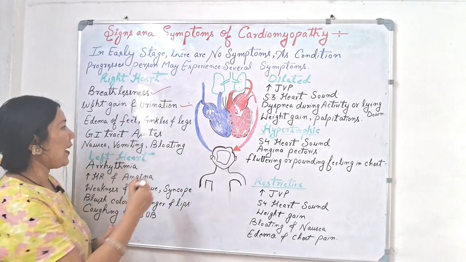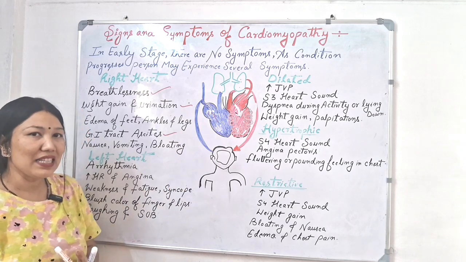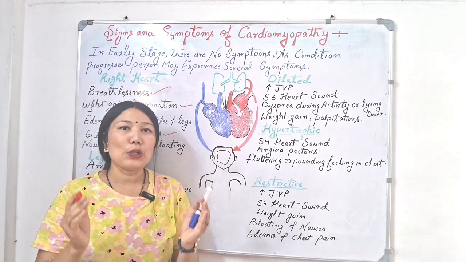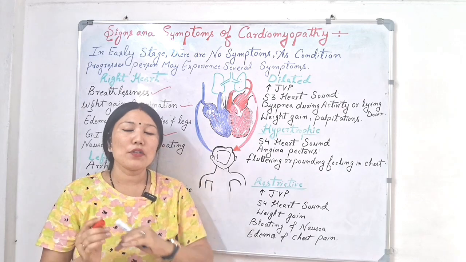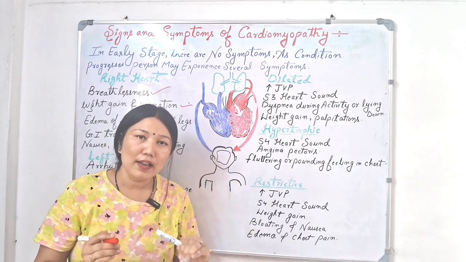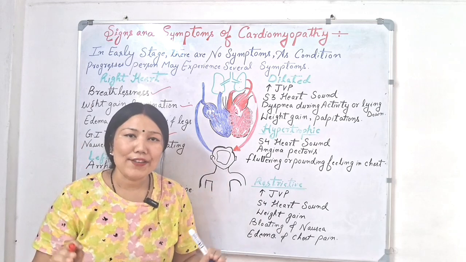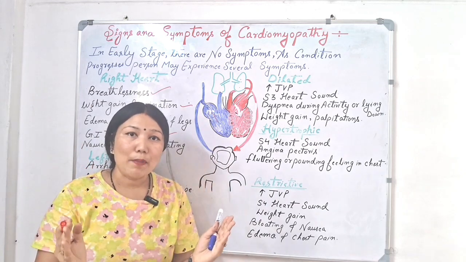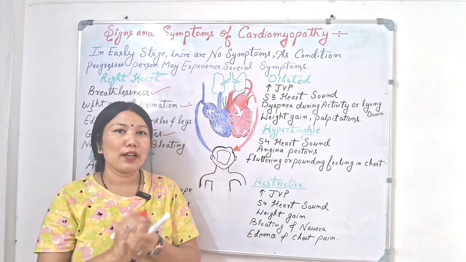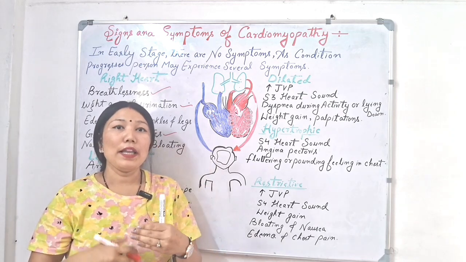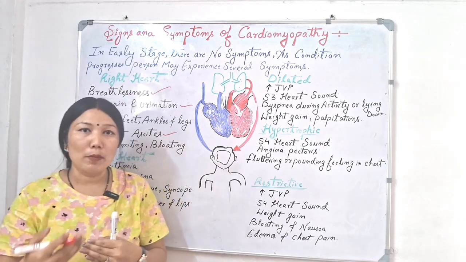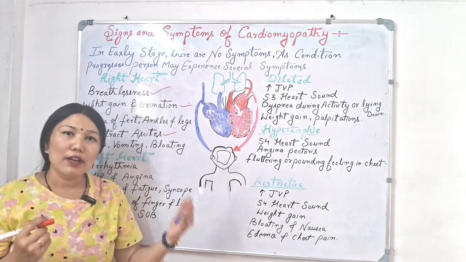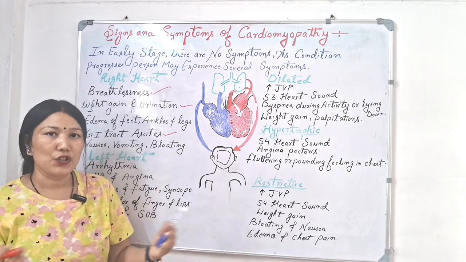Next, we have GI tract ascites condition. Ascites means a larger amount of fluid accumulated in the abdominal cavity. Because of backward filling of this blood, it will go into our whole gastrointestinal system, and an excess amount of fluid will accumulate in our GI system. There will be more fluid in our abdomen, that is called ascites, and more fluid will accumulate in our liver also, that is called hepatomegaly.